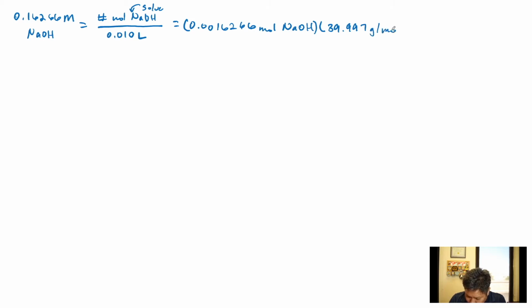Grams per mole. Okay, and that's all you have to do there, because then you get the number of grams to be 0.065 grams of NaOH. So essentially, if you were to take that 10 mL of sodium hydroxide that you titrated into the flask, and you evaporate off all the water, the amount of grams of sodium hydroxide you'd be left with is 0.065 grams, right?